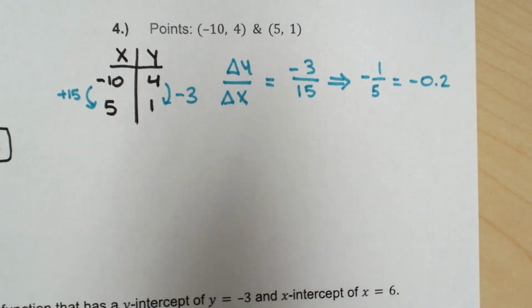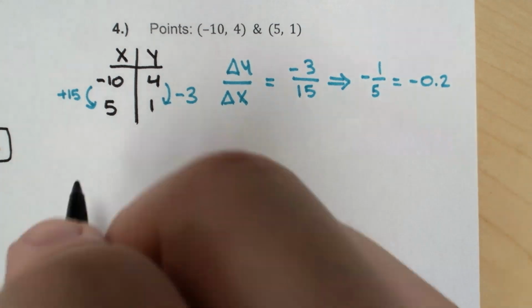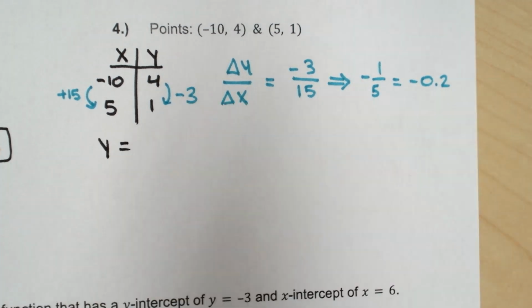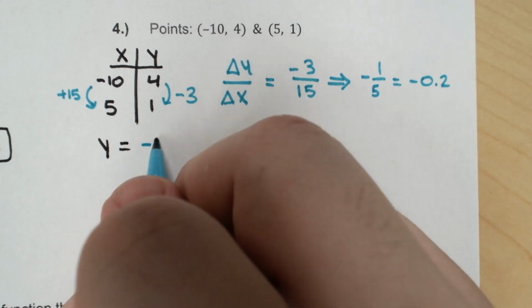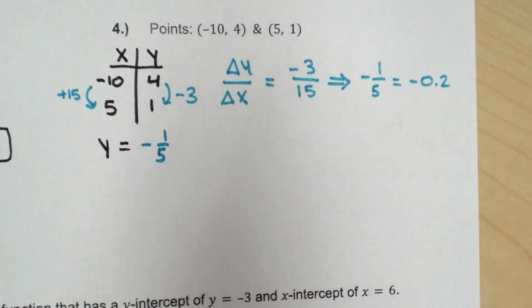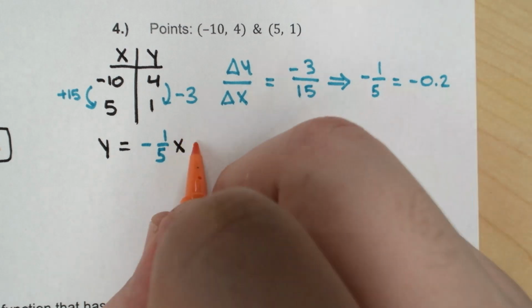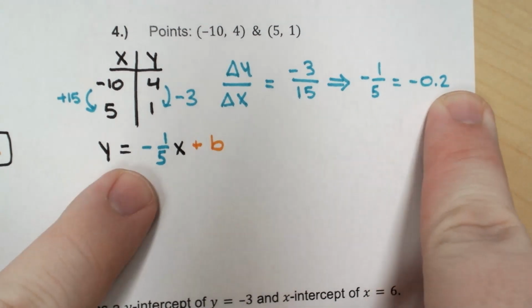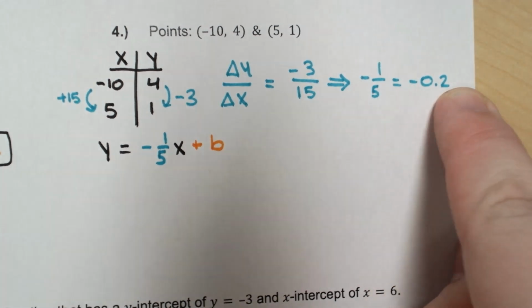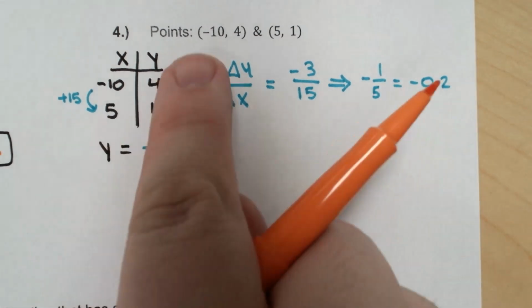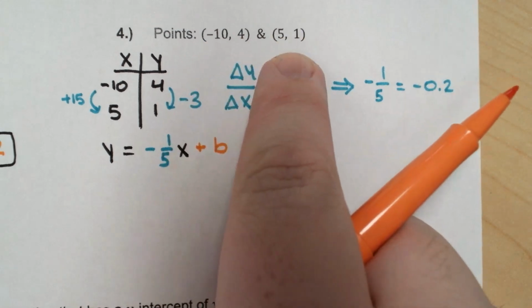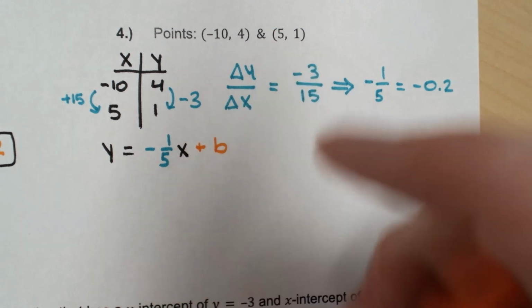Okay. Now that we've done that, just like before, we know that our equation should look like y equals -1/5 x plus b, or -0.2 x plus b. Either way works just fine. And then pick one of these 2 points. It does not matter which one. I'm going to pick, let's go with the second point.